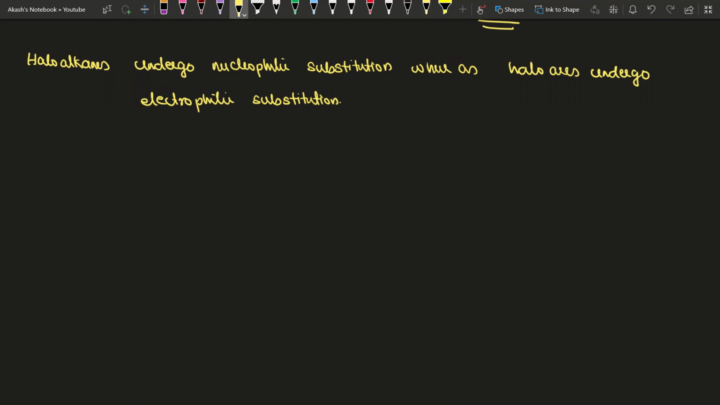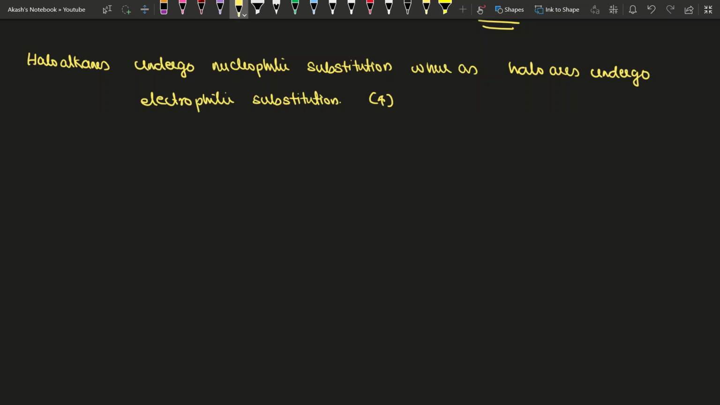The question is: haloalkanes undergo nucleophilic substitution, whereas haloarenes undergo electrophilic substitution. Usually this question may be asked for 4 marks, so we need to give a detailed explanation in order to get full marks.